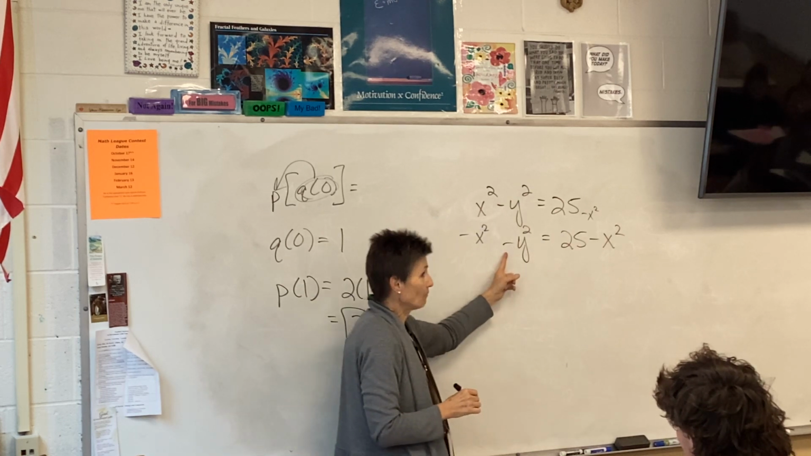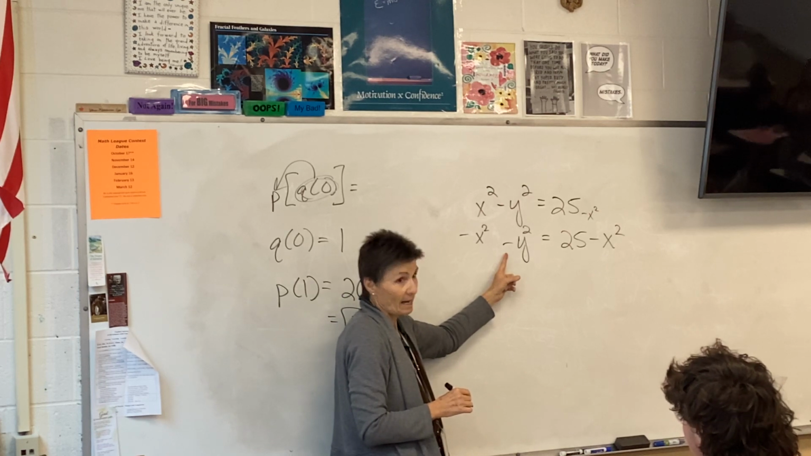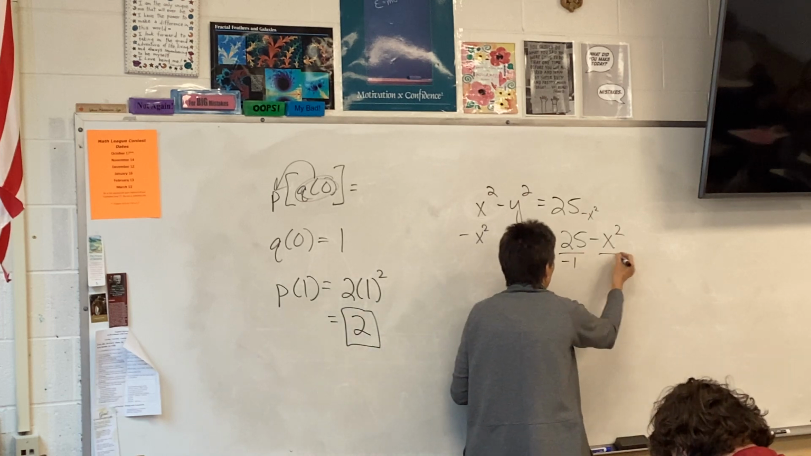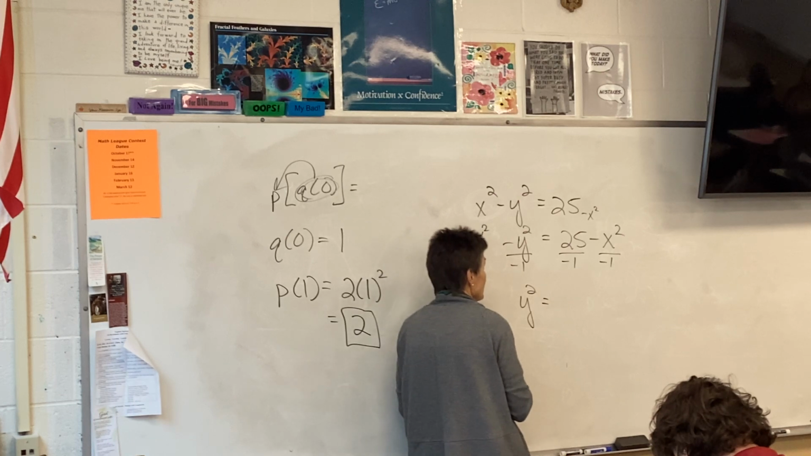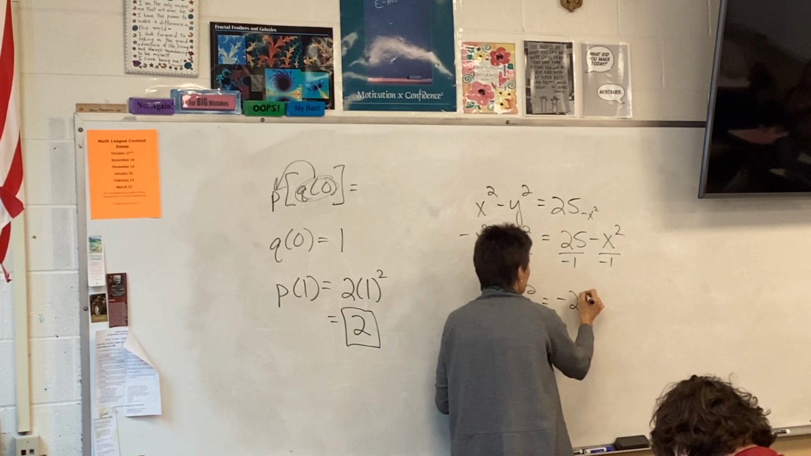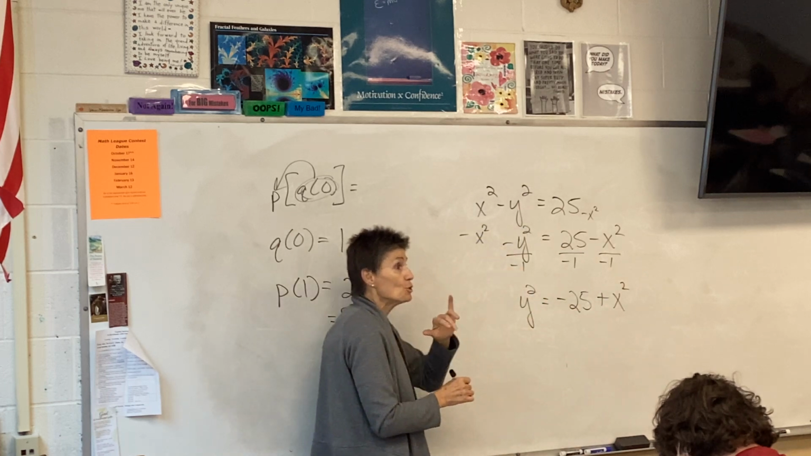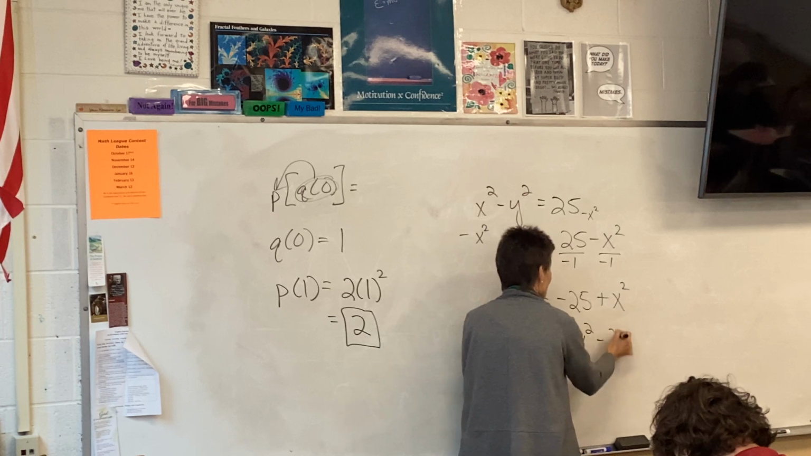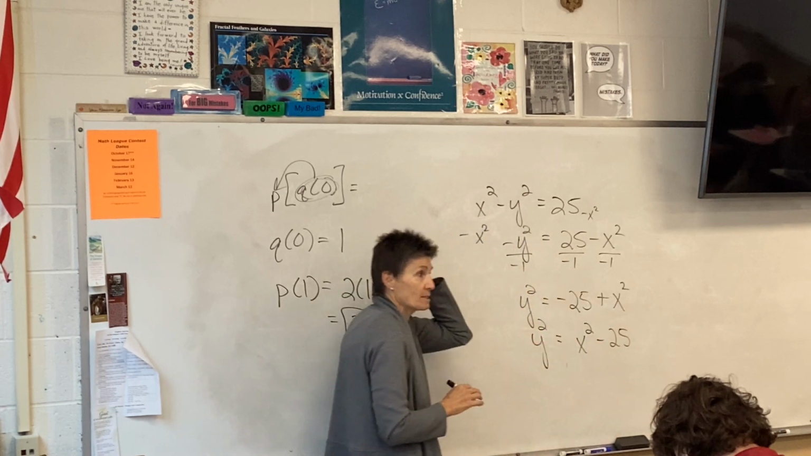I'm not by myself yet. What do I need to do? Divide by -1. And dividing by -1 is a simple simplification that you need to make. So we'll have a -25 and a positive x squared. Would you agree with that? You may have it written as x squared minus 25. That's the same thing. It doesn't make a bit of difference.